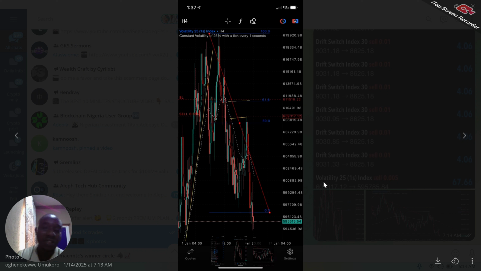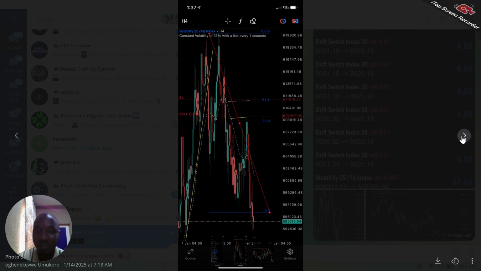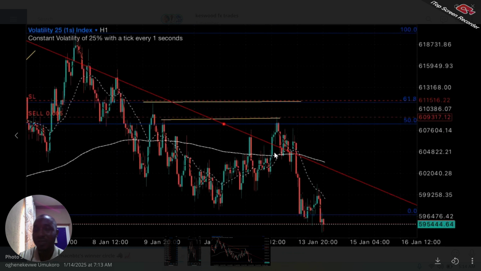So over the week we had the 1:6 trade on V25 1x, and this was how it went. You can see on my screen, this was the trade. You can see this is the result. $67 per position, that's about $134 profit realized. So this was the trade.